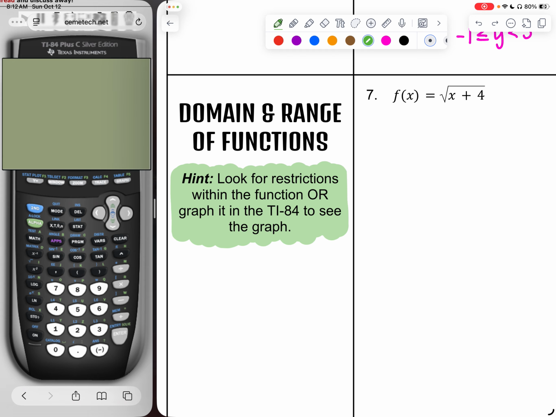So basically what I'm saying here is that because all of this is under the square root, I know that x plus 4 has to be greater than or equal to 0. It has to be 0 or a positive number. So if I solve that, I know that x has to be greater than or equal to -4. So that is my domain.